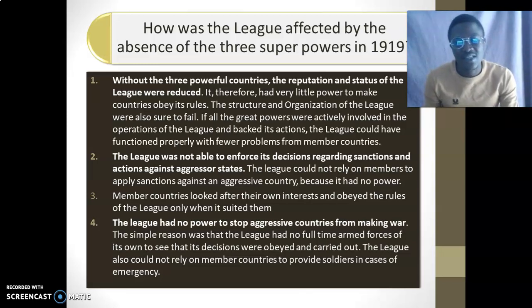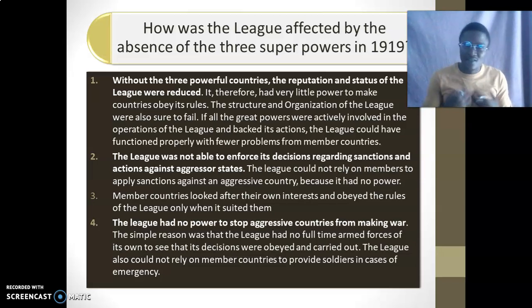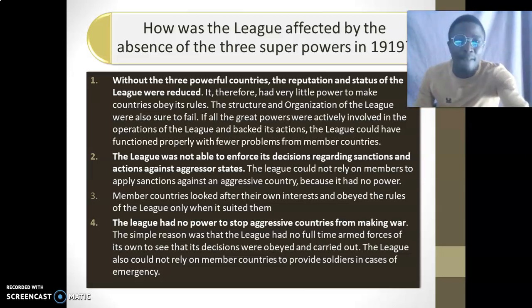And also the other thing is the interest. The League of Nations, or Britain and France, them and Italy, they are only there for their own interest, not the interest of the other people.